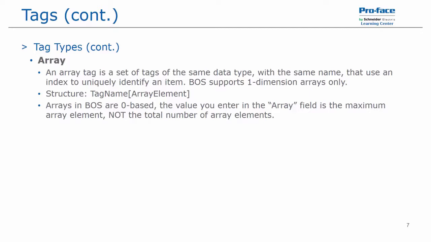When we go to enter in tags in the tag database, there is a field called array. And in that field, the number you enter in there is not the total number of elements, it is the maximum array element. So for example, if you put a 10 in there, you will have 11 array elements because you start from 0 and you go to 10.